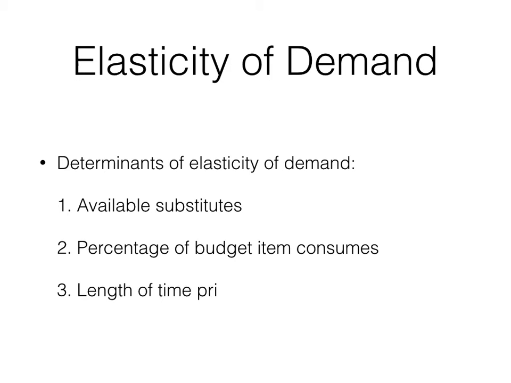And the last is the length of time that a price change is in effect. Change is pretty costly when you make quick changes, therefore we change over time. If the price of gasoline goes up from, say, $2 to $3, we're not going to make abrupt changes and buy a more fuel-efficient car, start carpooling, walking, riding a bike. We're not going to do those changes immediately. However, over time, we do start making those changes, and our demand becomes more elastic over the long run.